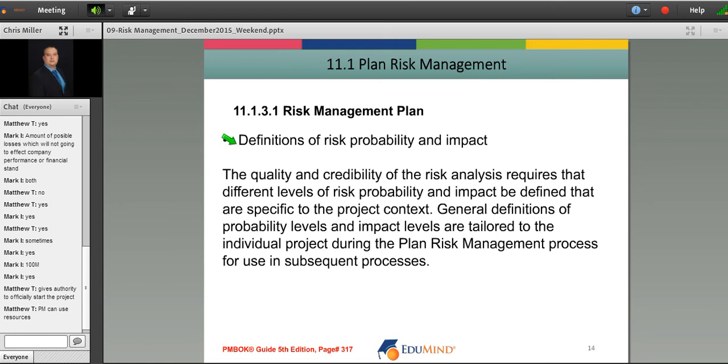All right, definitions of risk, probability, and impact. The quality and credibility of the risk analysis requires that different levels of risk probability and impact be defined that are specific to the project context. General definitions of probability levels and impact levels are tailored to the individual project during the plan risk management process for use in subsequent processes. Again, remember the formula is going to be EMV, which is going to be probability times impact.